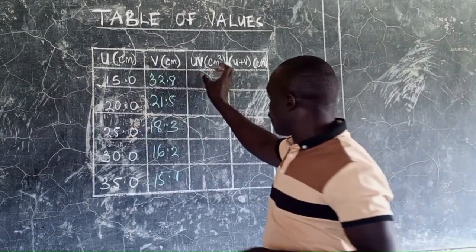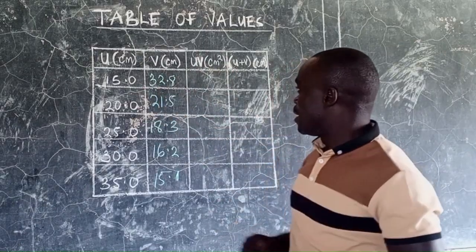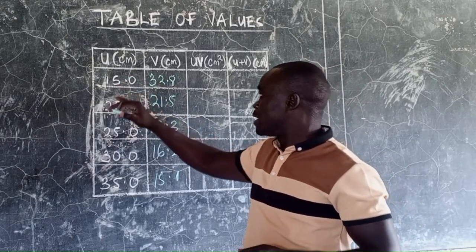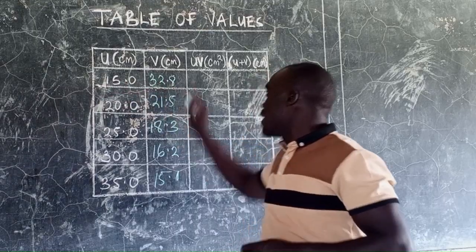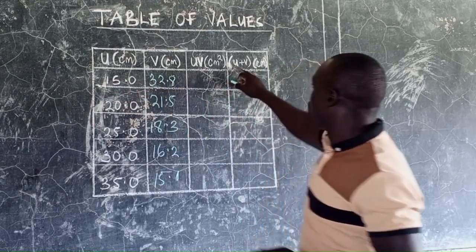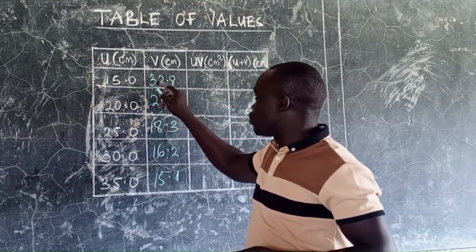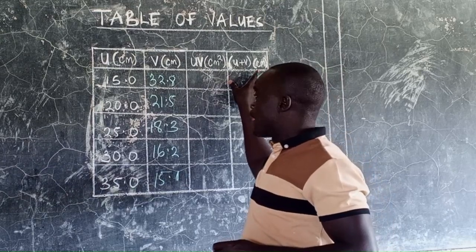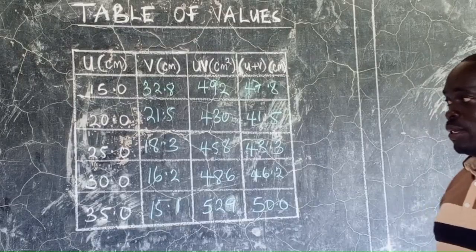Now, to come up with UV, it's just the multiplication of U and V. So for this row, it is 15.0 times 30.8, and you enter the value here. Then for U plus V, it is 15.0 plus 32.8. You also enter the value here. So that's what we will do now. Let's look at the table of values.